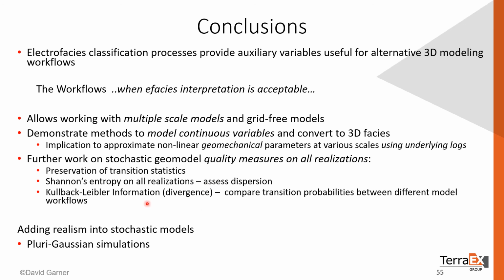And another one, in a later paper I did, I looked at the Kullback-Leibler information divergence, which is a relative entropy, and it's to compare transition probabilities between different modeling workflows and lets us see which models actually behave better. So the key is to add realism into stochastic models, and we're looking at alternate methods, allowing us to deal with scales, etc. Okay, so that's the talk.